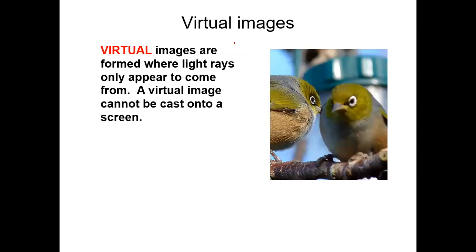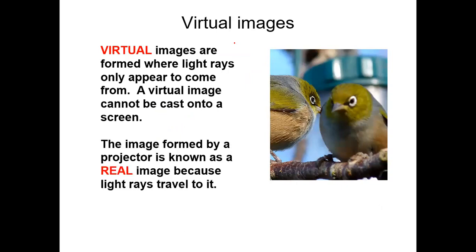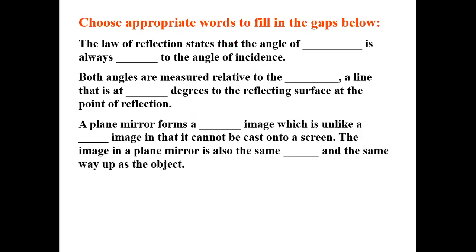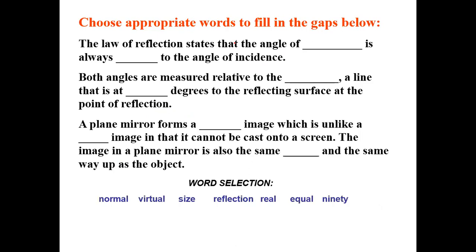Okay, so what are virtual images? Virtual images are the ones which are formed when light rays appear to come from a point that is not actually in front of you, and a virtual image cannot be cast onto a screen. On the other hand, the image formed by a projector is a real image, because a projector actually projects the image on the screen. So based on our discussion, using these word selections, you have to fill in these blanks. You can pause the video and look for the words, and then you can play the video again to see the answers.